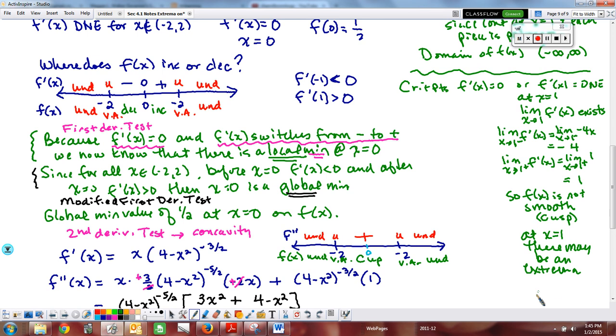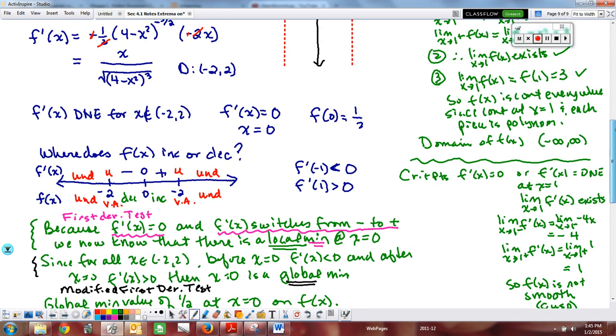We definitely, since that's a critical point, I might want to go ahead and find f of 1, which I already did, which is 3. So we're going to use this information in a second to determine what kind of local extrema may be there and if there is one there. All right, so now let's take a look over here at where the derivative is equal to 0.